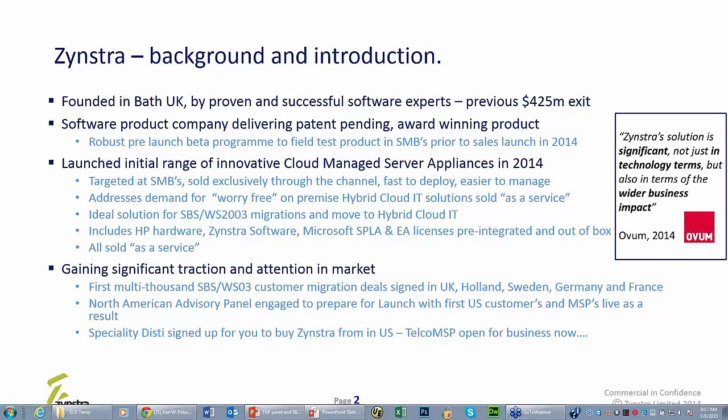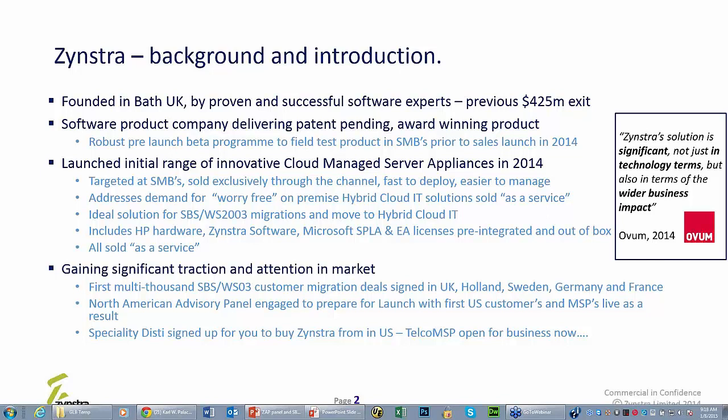It includes, as part of that bundle, everything from the Zynstra software, the cloud management, the HP hardware, the HP Carrier Pack, the Microsoft SPLA and EA licenses. It's all pre-integrated and sold out of the box as a service, and we'll talk some more about that later. And as Carl said, it's gaining significant traction. We've got some customers in Europe that have committed to our product as their exclusive solution for WSO3, and also to move their business from transaction to service-based business. So not just a great technical solution, but an enabler for you and your business to help move from a transaction-based to a subscription-based model.